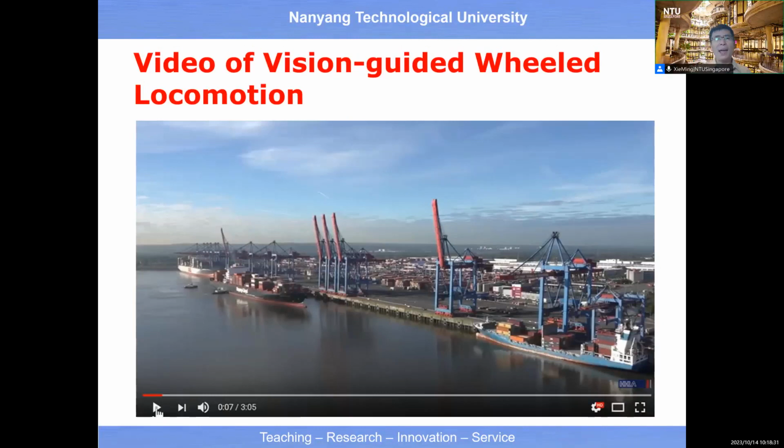And with such technology, today you may see the deployment of fully automated vehicles in industry. And this video shows you the application of unmanned vehicles inside a container port.